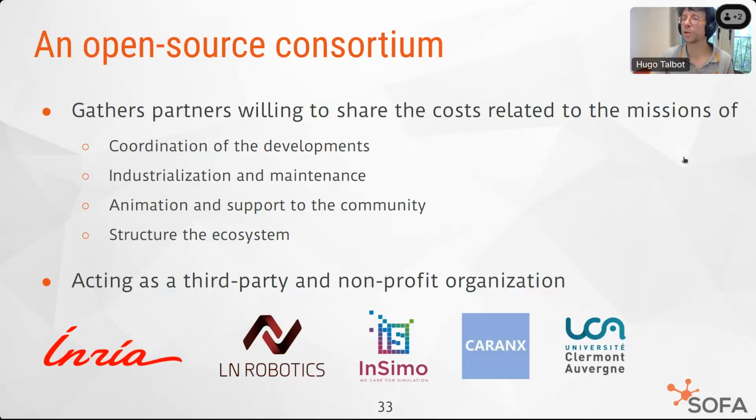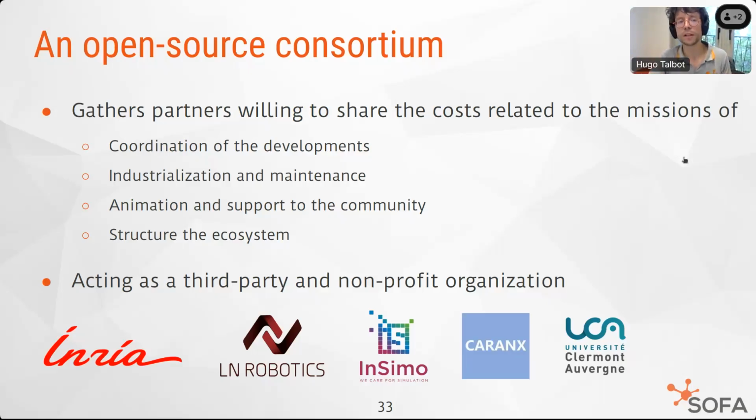The purpose of SOFA is also to create a network of skills, of knowledge, and of profiles, and to be able to collaborate, to exchange students, engineers, and to build better products at the end of the day. The SOFA consortium engineers are also working on the industrialization and the maintenance, obviously, of the project. Animation and support of the community, and structuring the ecosystem.